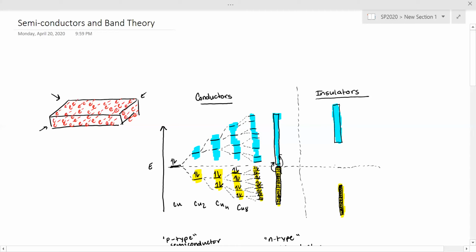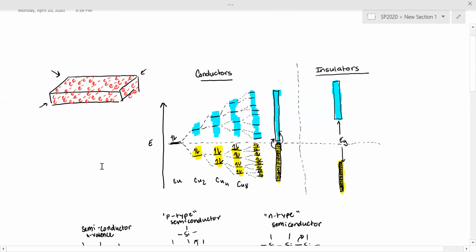Insulators have the same idea, but as you can see, there's this huge energy gap between the unoccupied orbitals in blue and the occupied orbitals with electrons in yellow. Because of this energy gap, it's very difficult for these electrons to move. You would require a lot of energy to push these electrons up into these unoccupied orbitals, and it's just very inefficient as a result of that. So that's the difference between conductors and insulators.